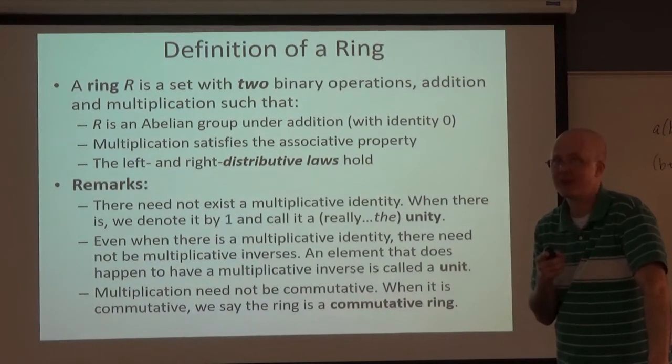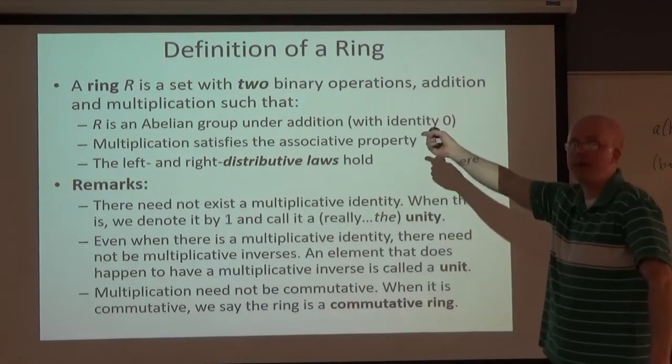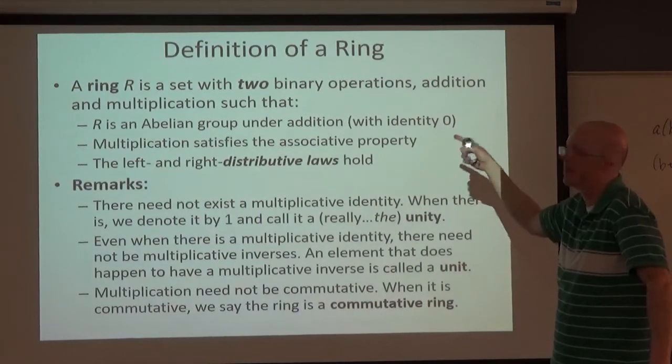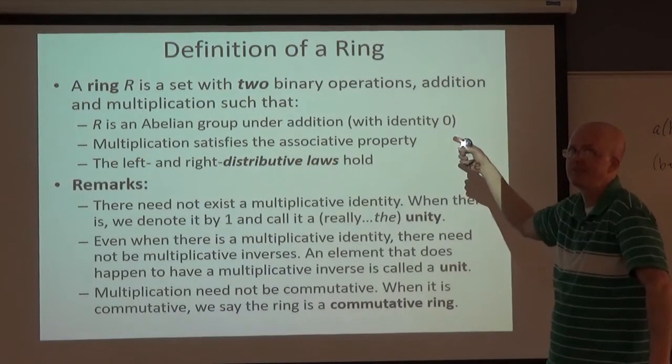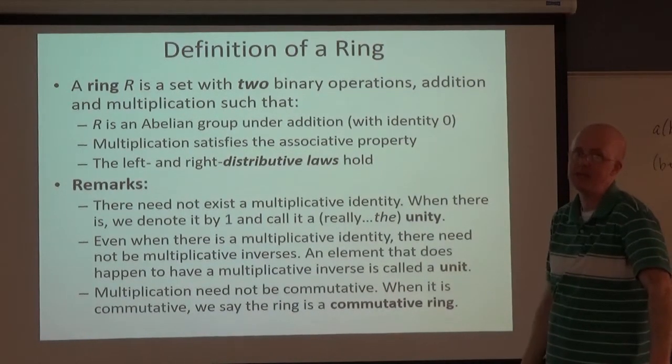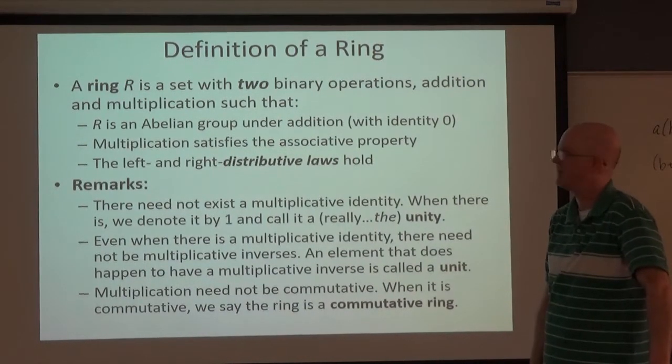It's a commutative ring when multiplication is commutative. Again, addition is always commutative. You can always say a ring is abelian, an abelian group under addition. But when you say the ring is commutative, you mean the multiplication is commutative: AB equals BA for all A and B in the ring.